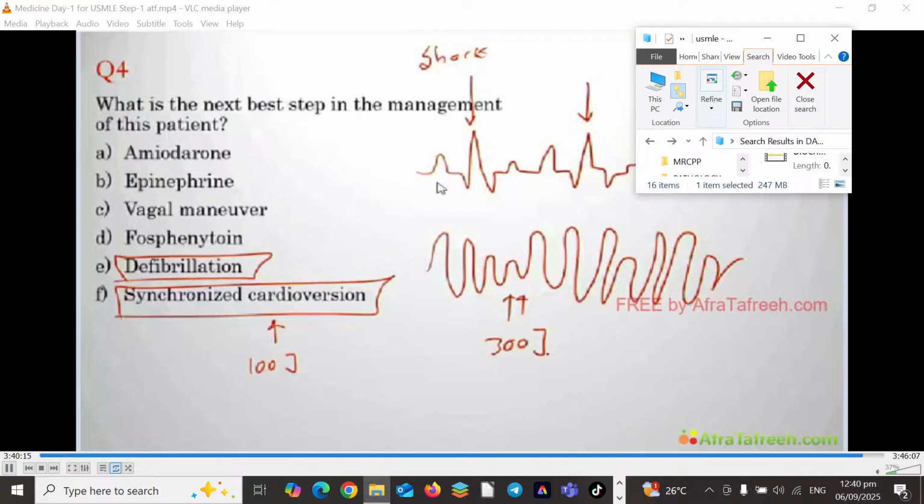It is the same machine, the same paddles, the same way the person would say, I am clear, you're clear, everyone clear, stand away. It is the same process, but the difference is on the basis of the cardiac cycle. I hope this point is clear. So what would be the answer in this question? It would be defibrillation.